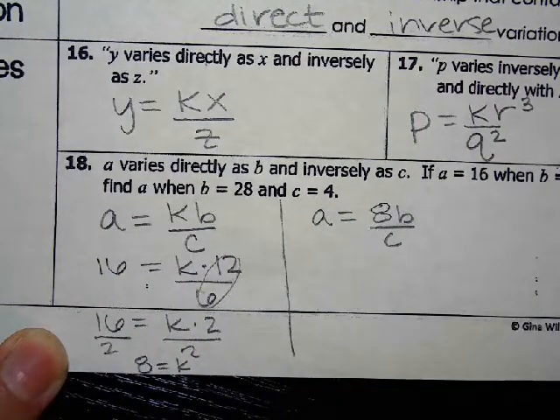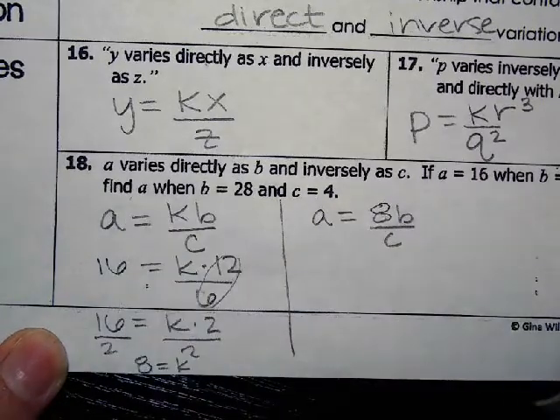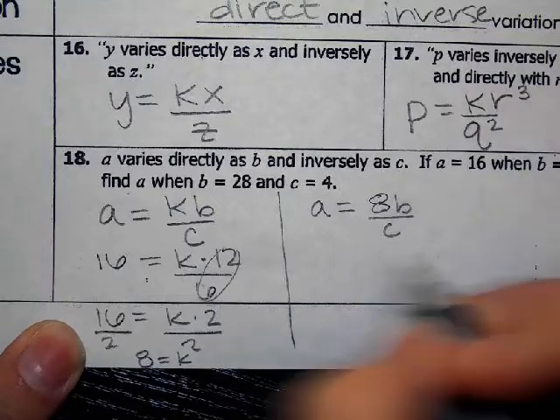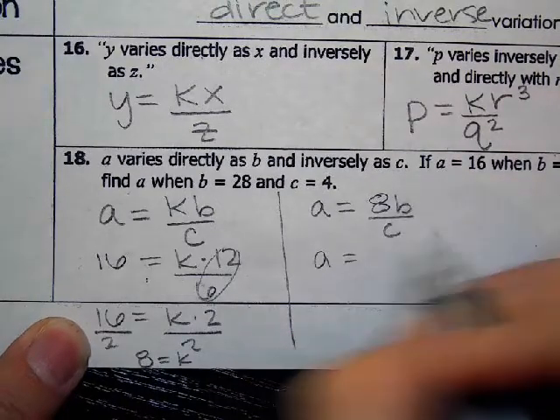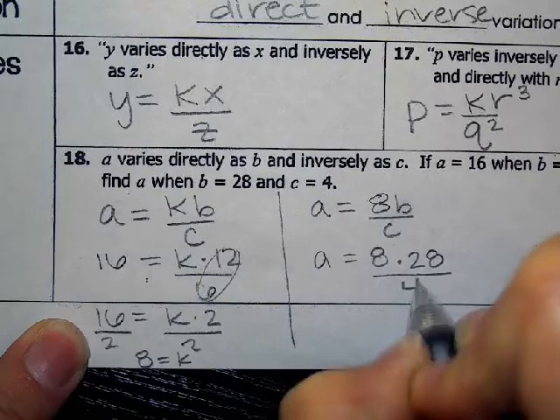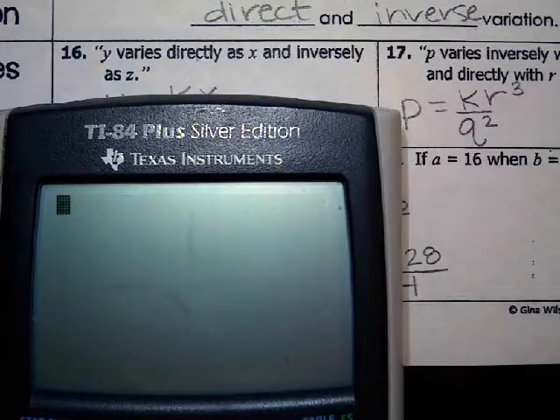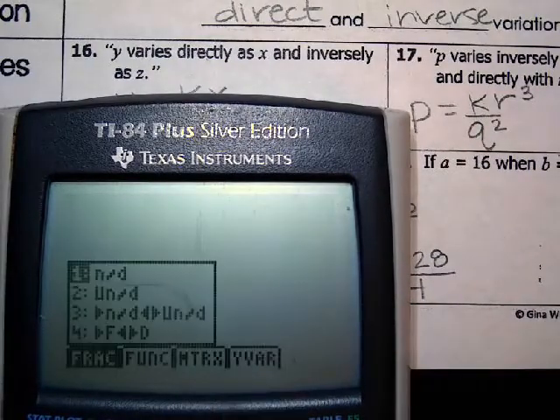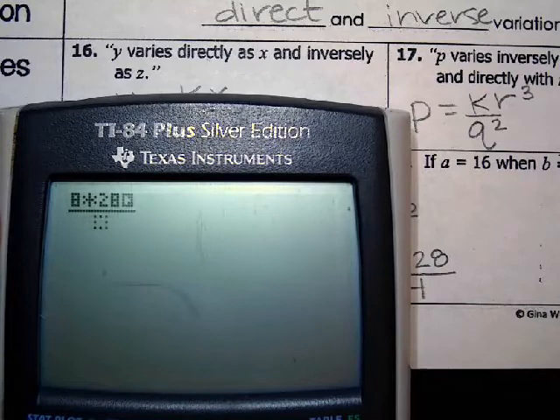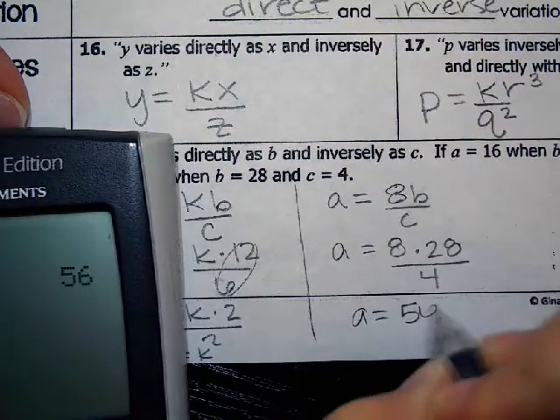So now we can go through and we can find A when B is 28 and C is 4. 8 times 28 divided by 4. So I'll just type this in. 8 times 28 divided by 4, we get 56. A is 56. And we are done. Those are the notes.